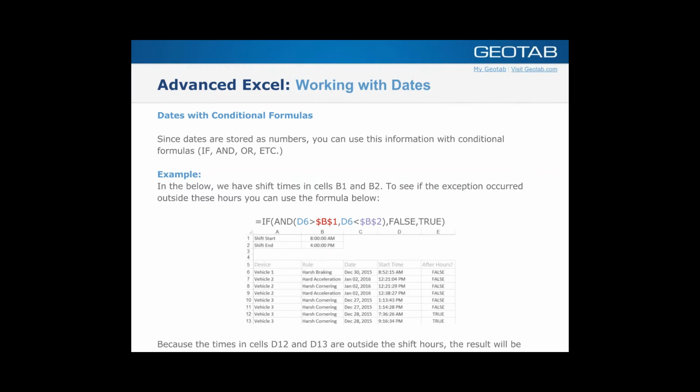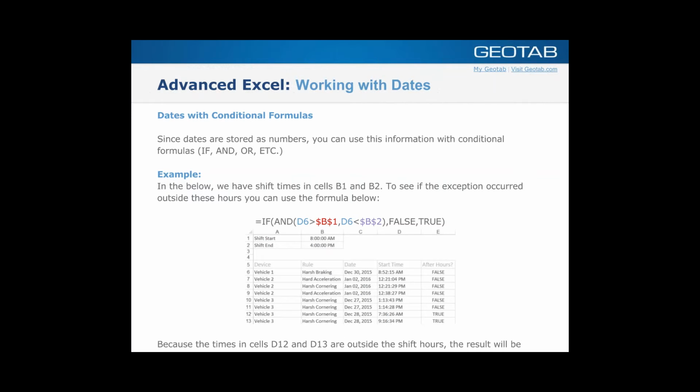So in column E, I'm basically saying if D6, so that very first start time of 8:52:15 a.m., is greater than cell B1, and you can see I've got some dollar signs around cell B1, and that means that as I fill the formula down, that B1 is not going to increment with the rows. It's just going to stay at B1 and only B1 because that's the cell that I want to reference. But I also want to know if it's less than B2. So if both of those are true, then I want it to say false. If they aren't, then I want it to say true.